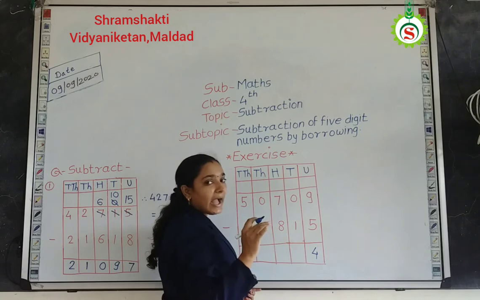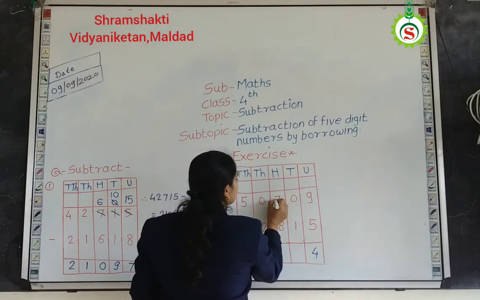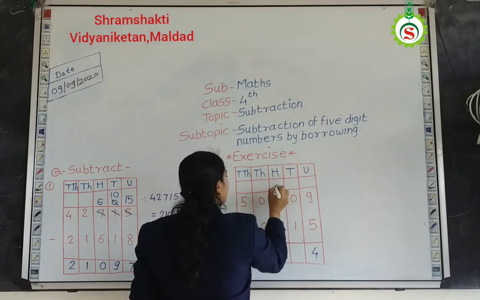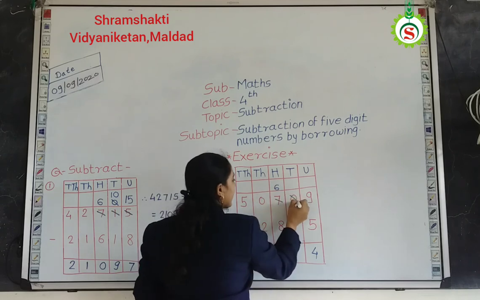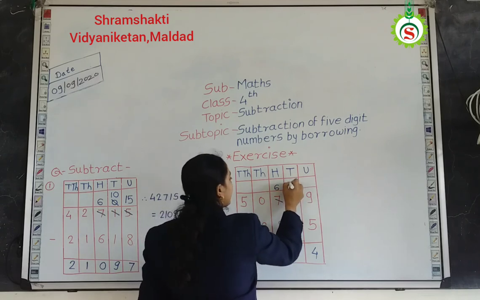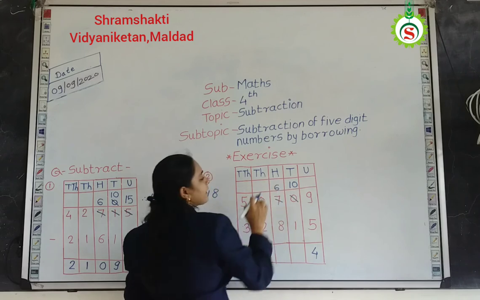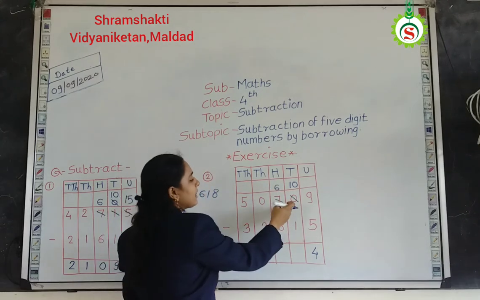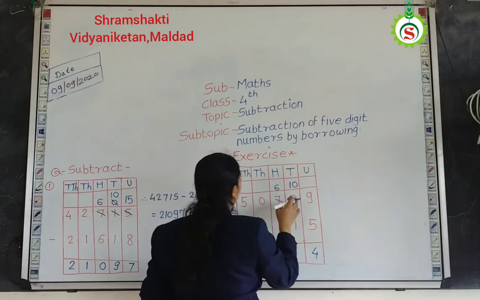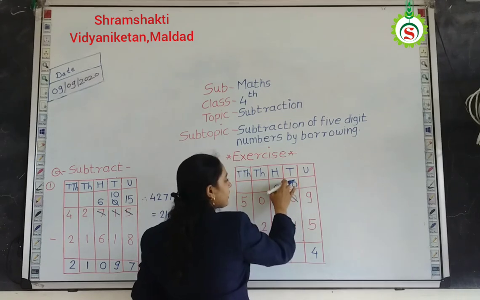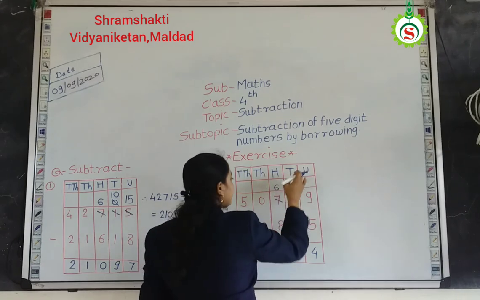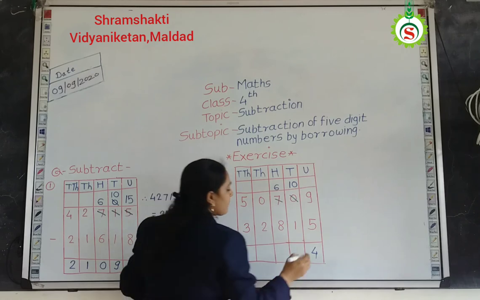Therefore, untie 100 from this 700. Here 6 remain. And here we get how much? 10, because 100 means 10 tens. And here no tens are available. Therefore, we get 10 tens. 10 tens minus 1 ten, 9 tens.